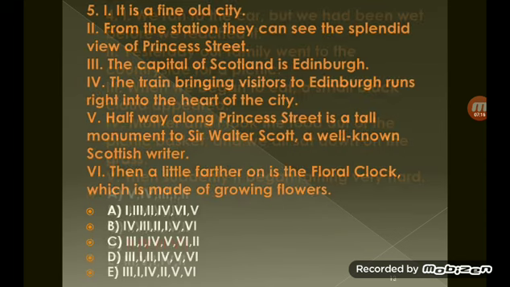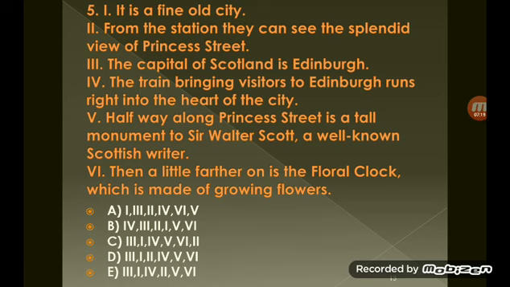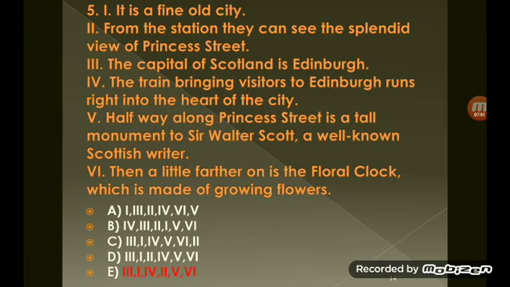Okay. Now question number 5. So the correct option is E. Okay, there are three options that began with the third option. Okay, and the E one is the correct option. Let us check how and why.